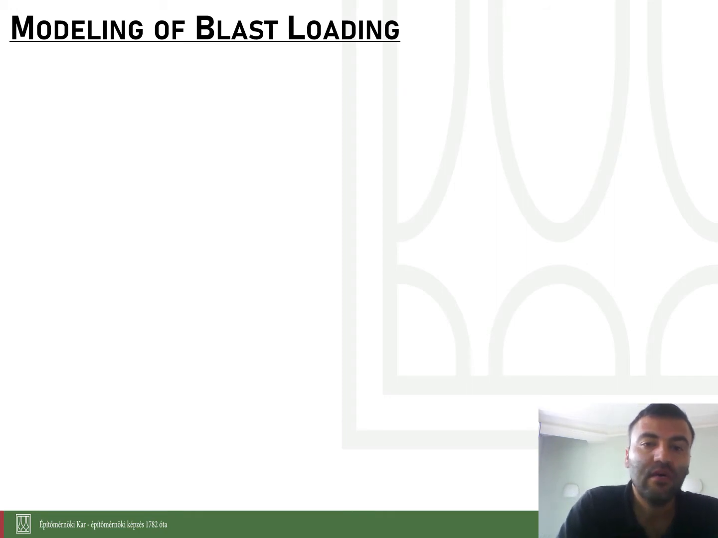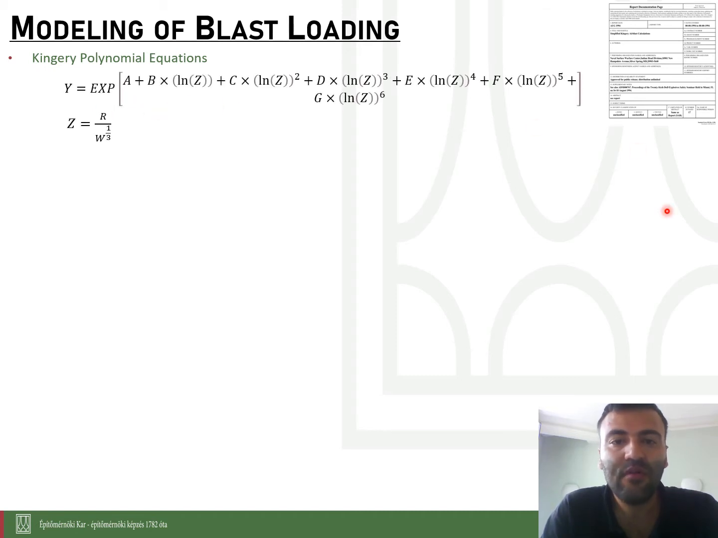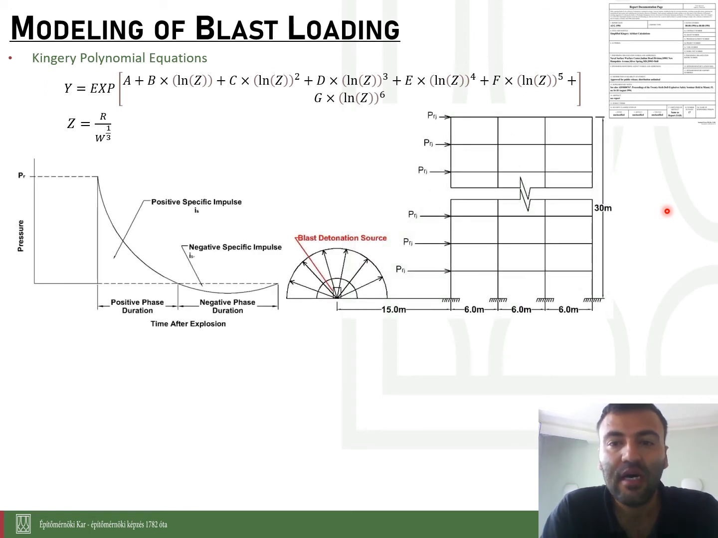Okay. Modeling of blast load. As I mentioned before, we use simplified Kingery polynomial equations that are very simple for programming, and also very accurate. Once we have the blast overpressure on the face of the building or the structure, hopefully we have a positive and negative phase, but in this case we only consider the positive phase.